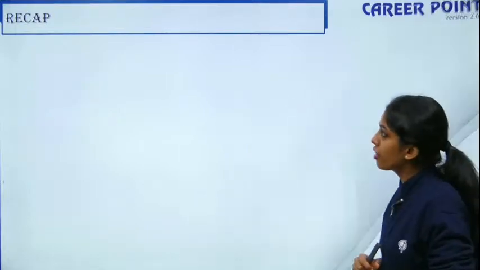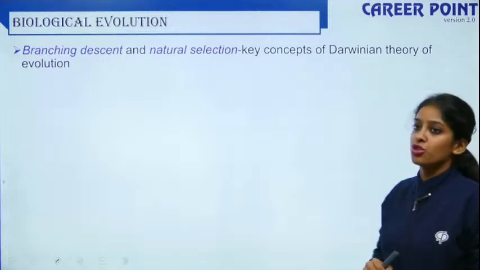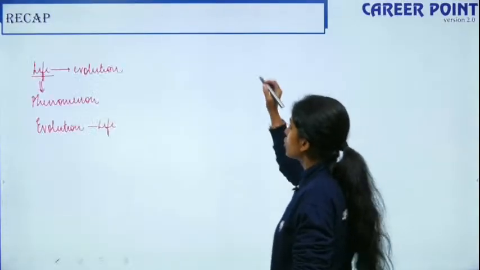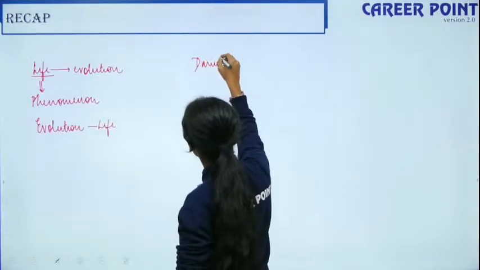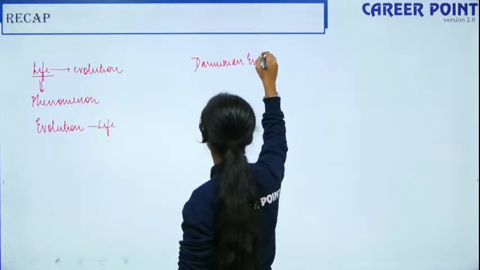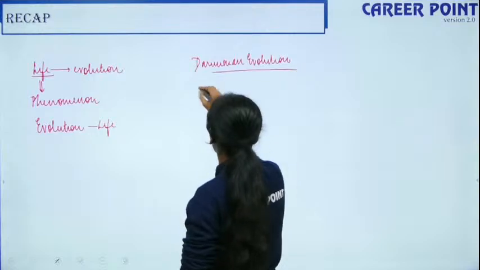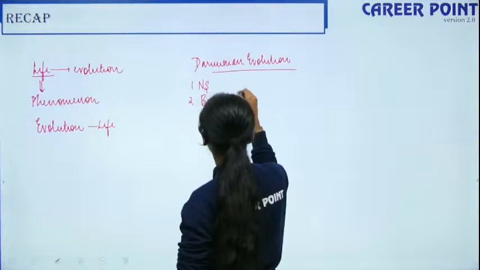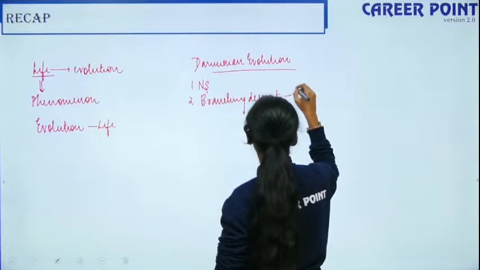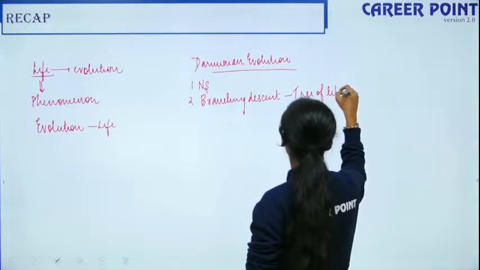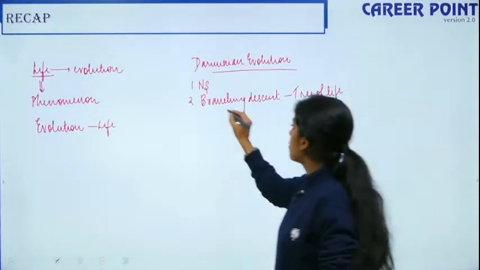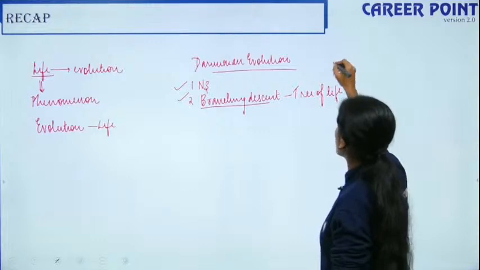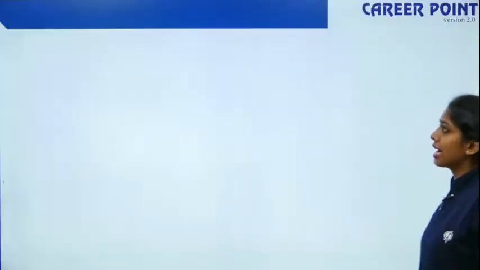Now moving on from here. Biological evolution, branching descent and natural selection are the key concepts of Darwinian evolution. Charles Darwin was the father of evolution, so we say Darwinian evolution. Darwin believed in two things: one is natural selection, the other one is branching descent. Branching descent is the tree of life. So where do we come from? From monkeys come humans, right? Branching descent and natural selection are the two key points of Darwin's theory of evolution. Okay? So this is what the slide says.